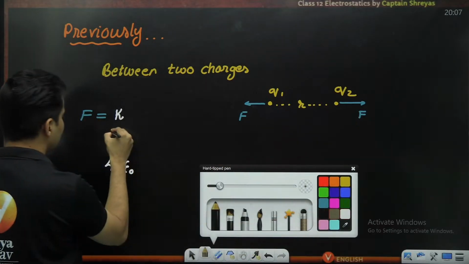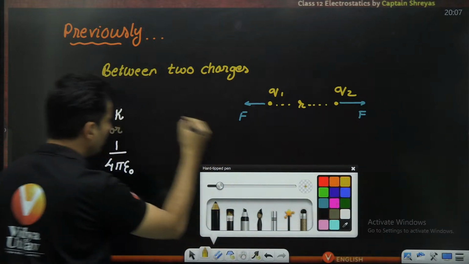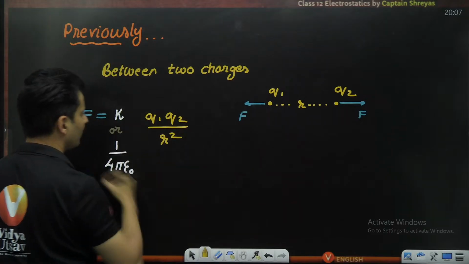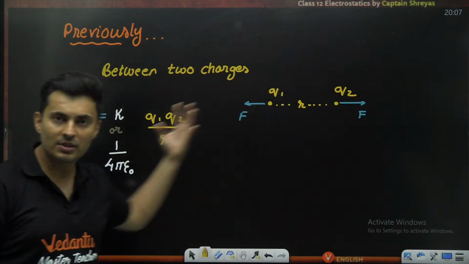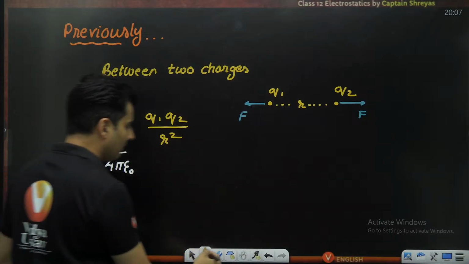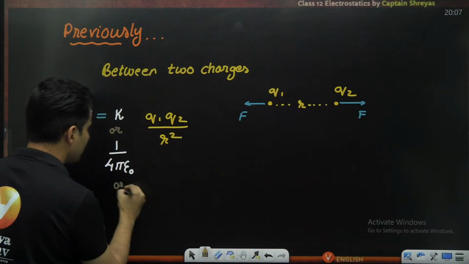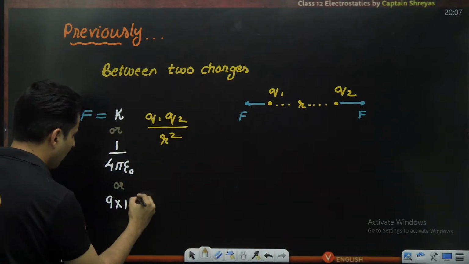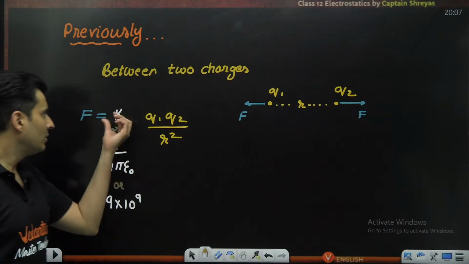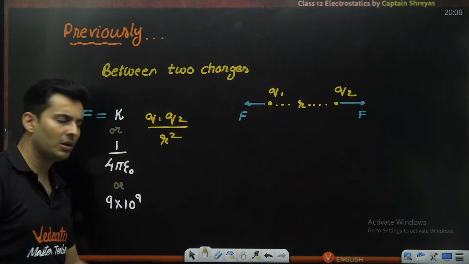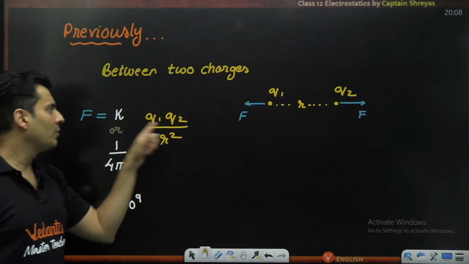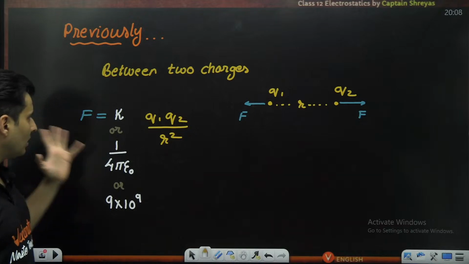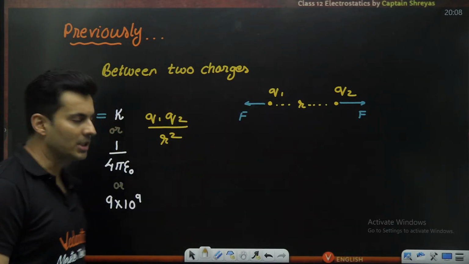Yeah, either this or this, and then you put Q1, Q2 divided by r square. This was your Coulomb's law, which we have studied in the previous lecture. The value of this Coulomb constant is nothing but 9 into 10 to the power 9 in SI units. You can use K or 1 by 4 pi epsilon or 9 into 10 to the power 9, and you multiply it by charges and divide it by the square of the distance between them. That was your electric force between two charges.